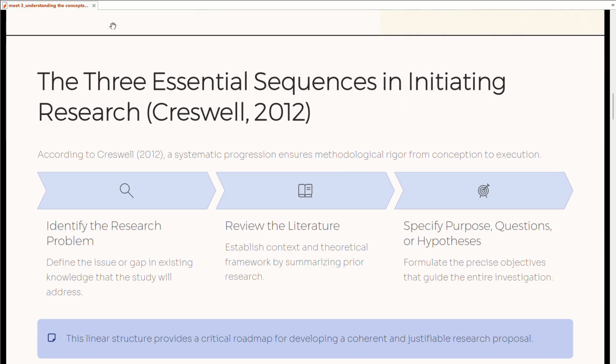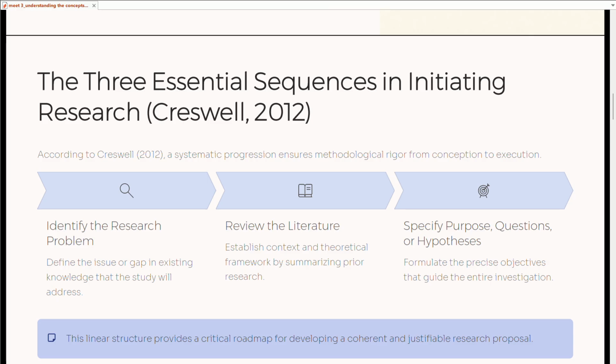Still doing the same review about research, there are three essential sequences in initiating research by Creswell in 2012. He says that a systematic progression ensures methodological rigor from conception to execution. First of all is to identify the research problem. This means you have to find or pose a problem or a question. We can define the issue or a gap in existing knowledge that the study will address.